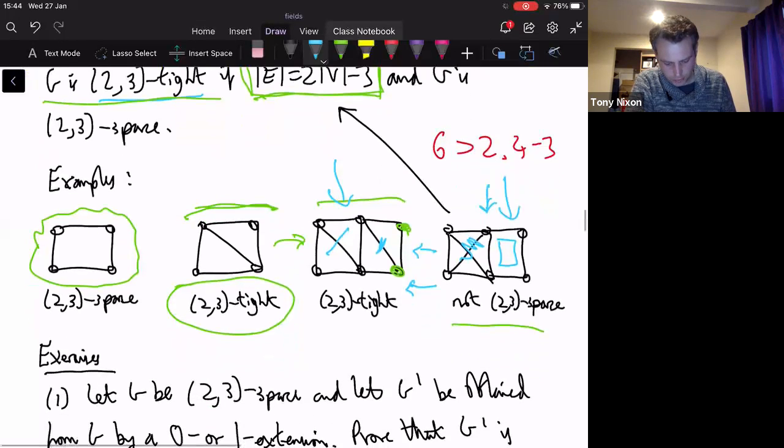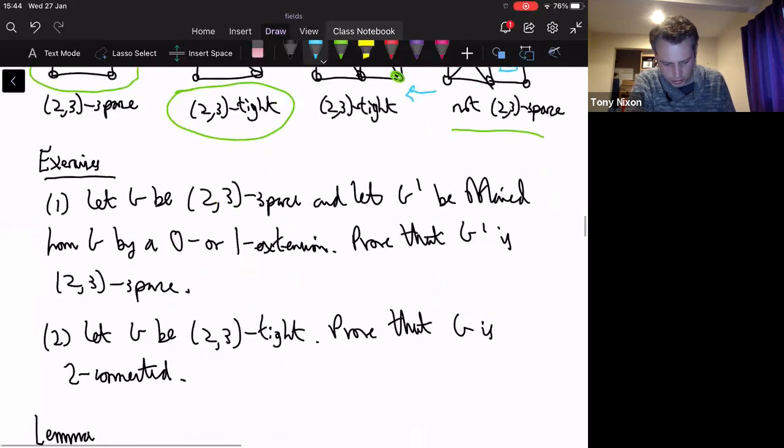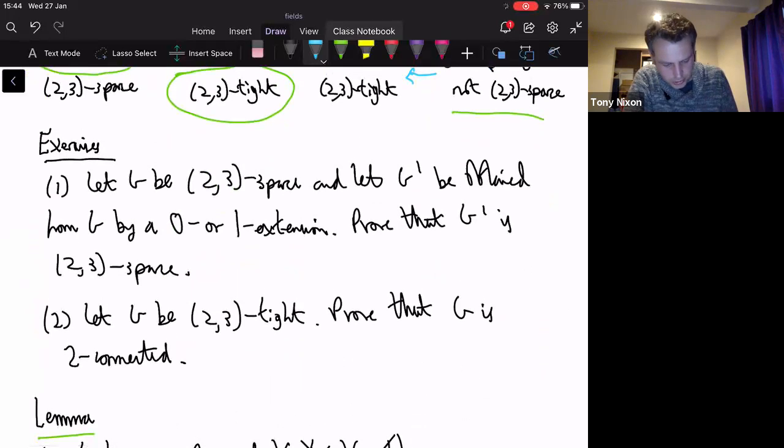Okay, so hopefully everyone's happy with this class of graphs. So here's a couple of exercises. You can just take these as facts that aren't so hard to prove, but feel free to have a go and ask me if you didn't manage, or you want me to check what you did. The first one is, suppose I have a 2-free sparse graph G, and I form a new graph by a 0 or 1 extension. Prove the result is 2-free sparse. In the 0 extension case, this is basically trivial, but in the 1 extension case, there is a little bit to check, but hopefully it's not difficult for you.